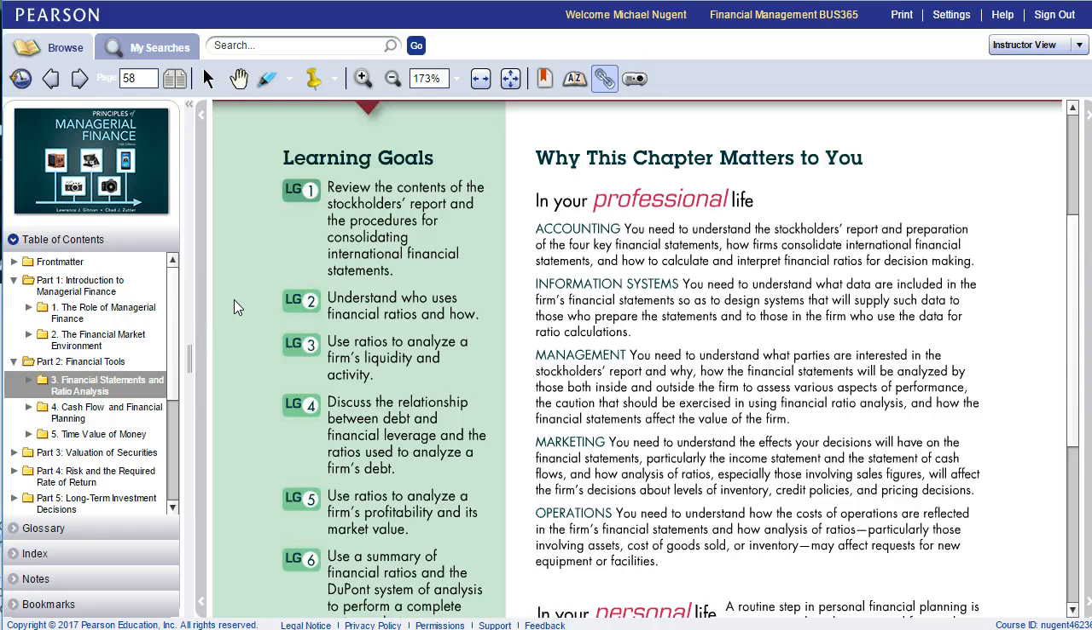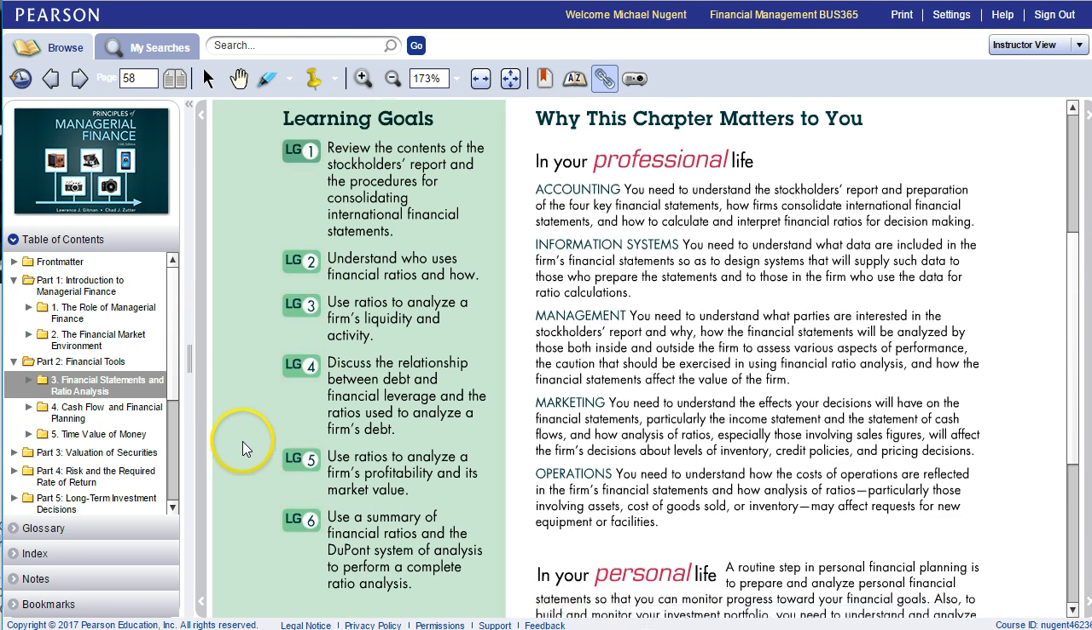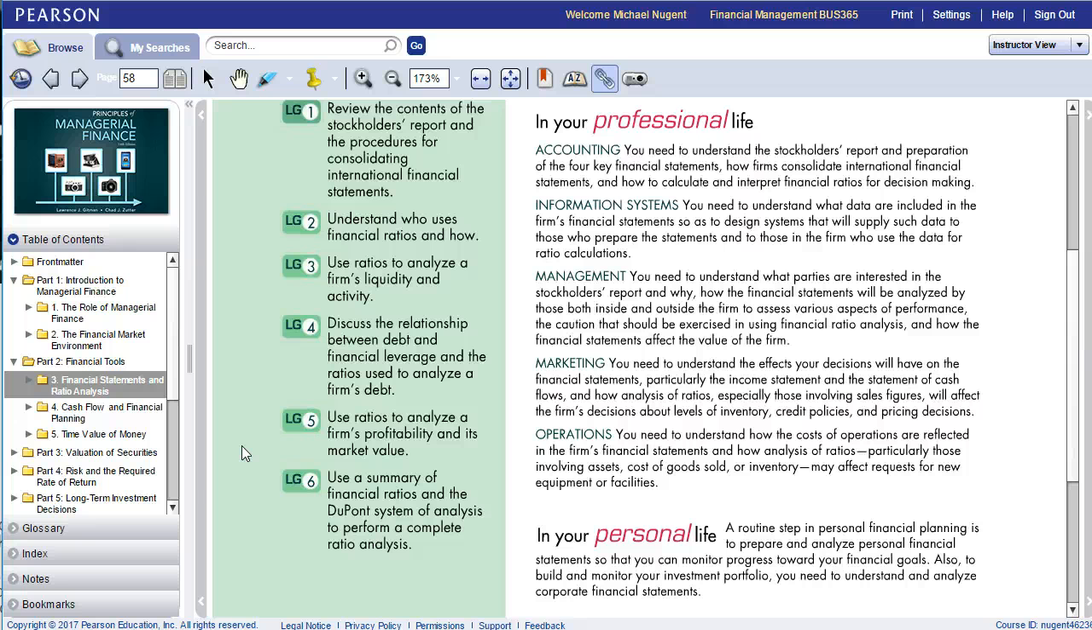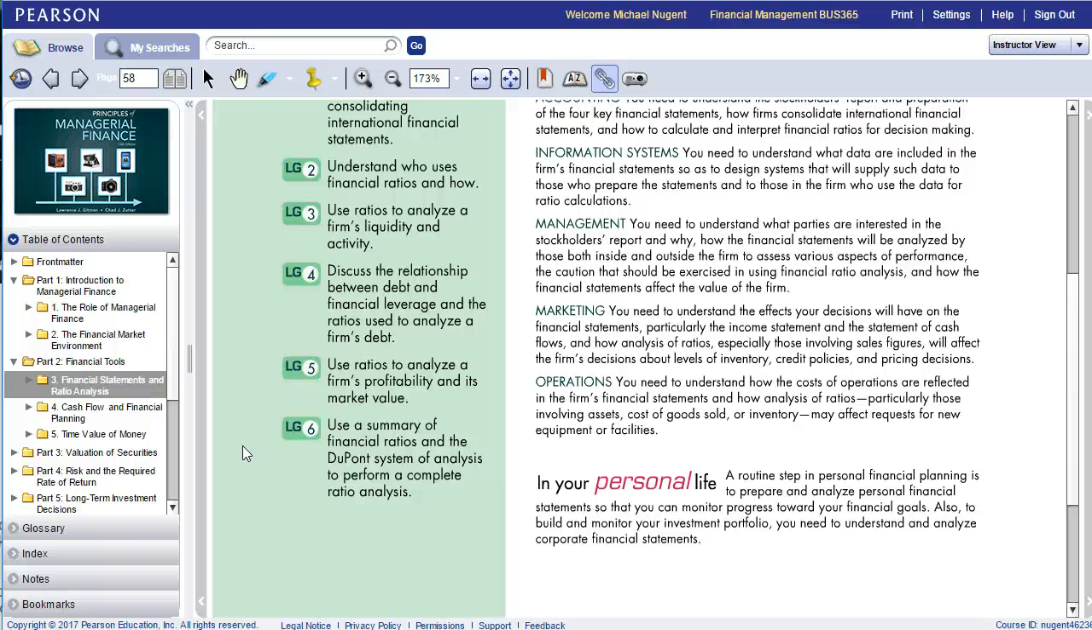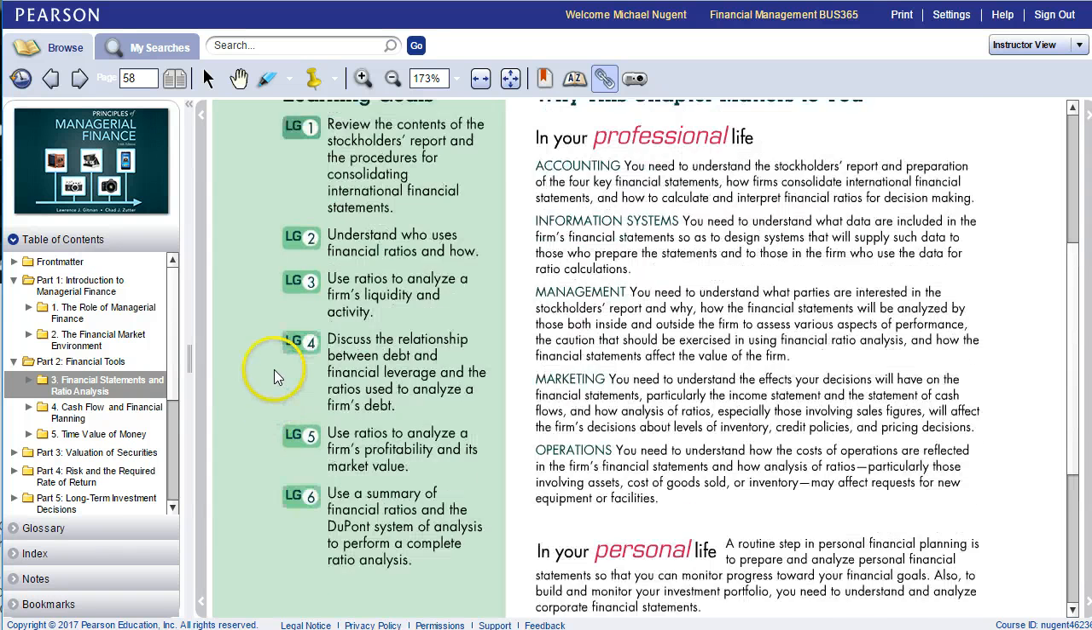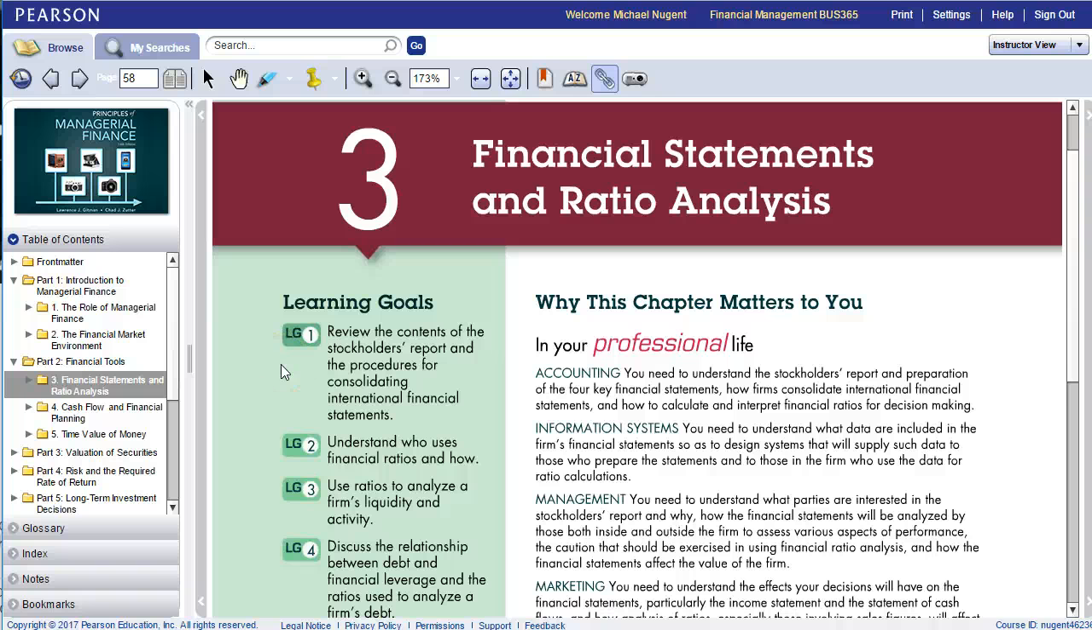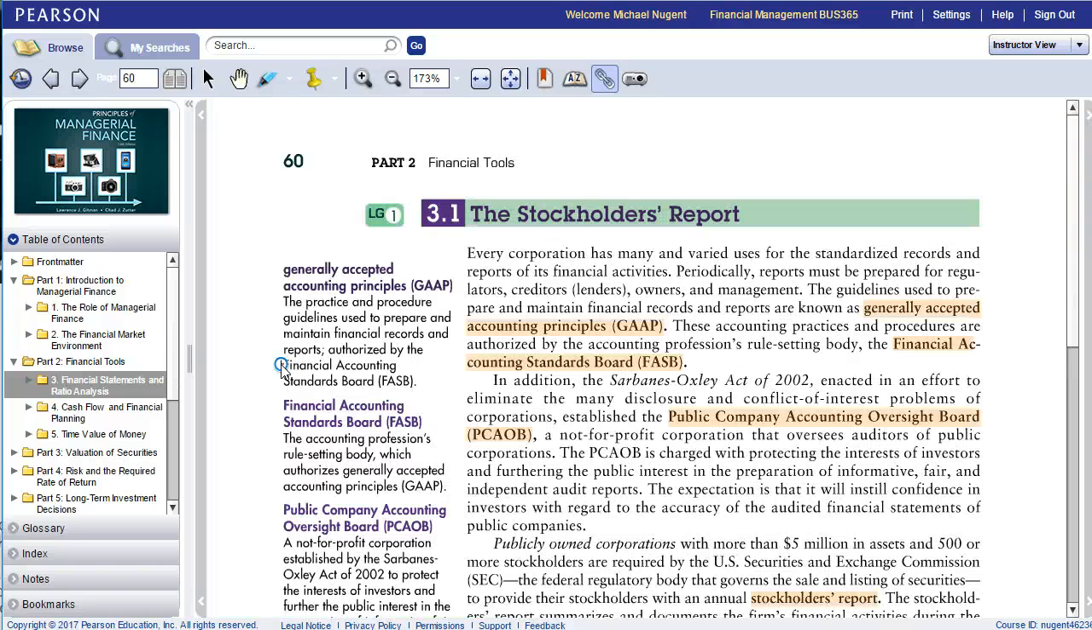So we looked a lot at understanding financial ratios and how they're calculated, using the ratios to analyze a firm's liquidity and activity, discussing the relationship between debt and financial leverage, and the ratios used to analyze a firm's debt. There's a whole set of ratios that are debt ratios. We looked at ratios to analyze a firm's profitability and its market value, and we used a summary of financial ratios in the DuPont system of analysis to perform a complete ratio analysis. So Chapter 3 is a pretty pivotal chapter as far as what we're discussing.